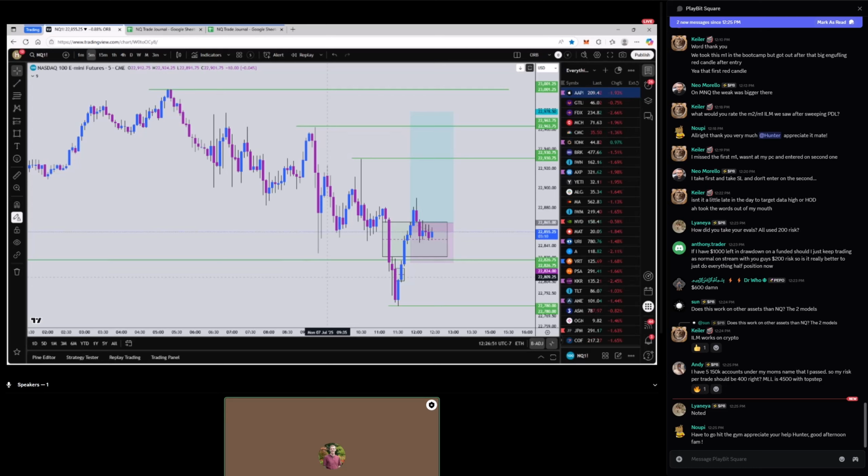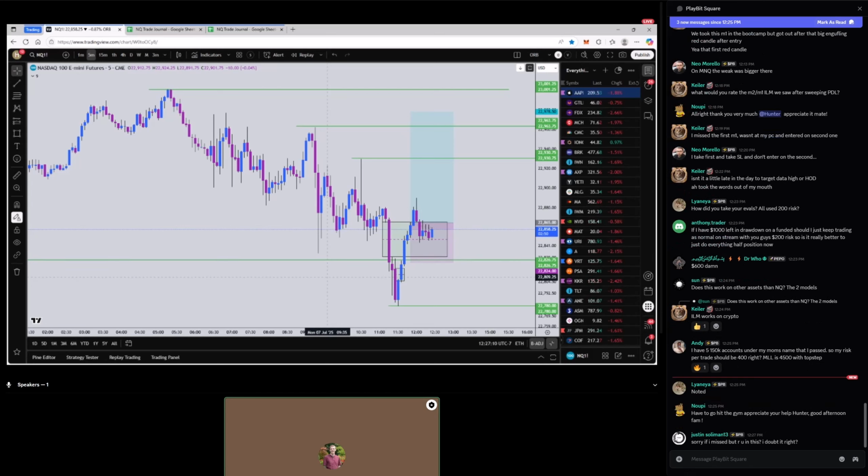How much do you really care about the funded? Because if you have $1,000 left, that means you have $1,000 in drawdown. If you take 200 risk, it takes 5 trades to get out of drawdown. If you take $100 risk, it takes 10 trades to get out of drawdown.